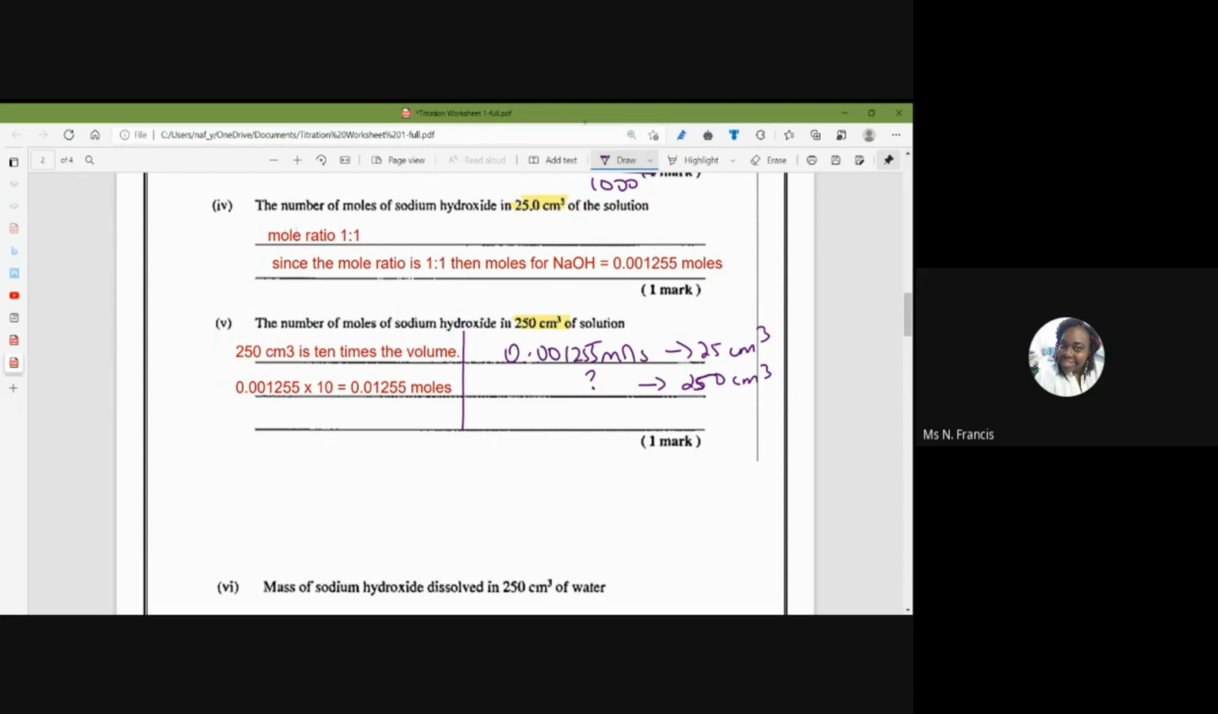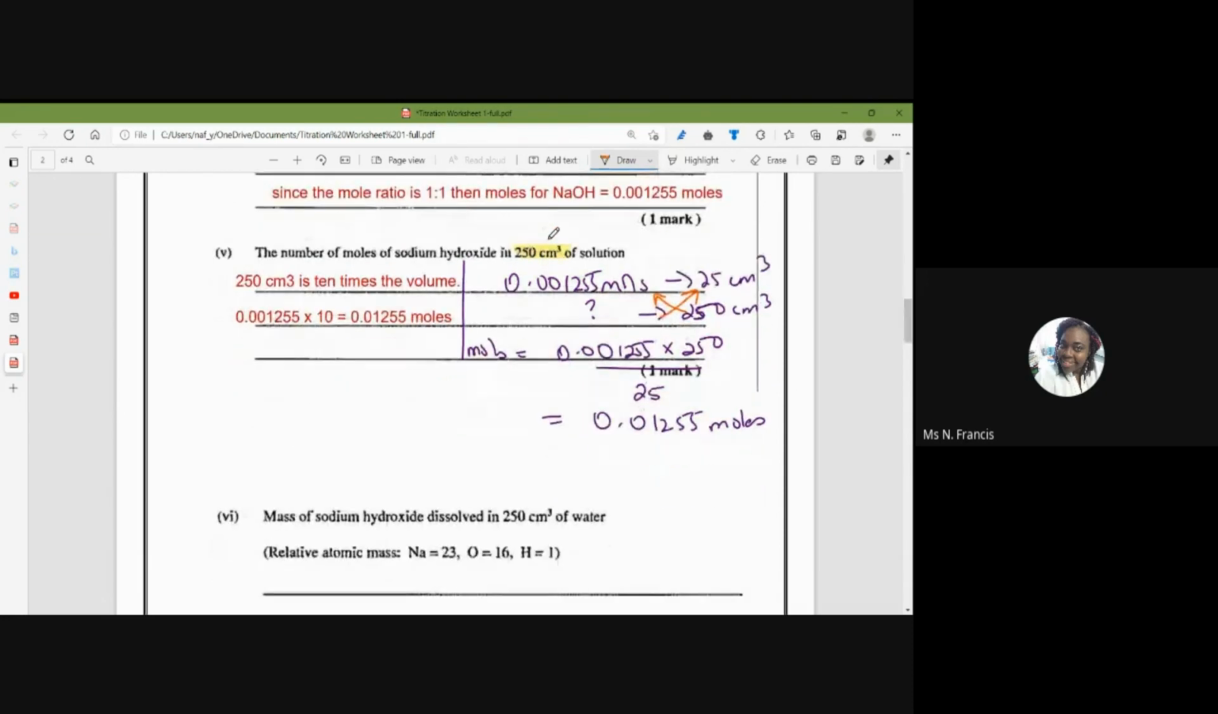Again, math trick, cross multiply. And then you end up with moles equal to 0.001255 times 250 divided by 25. Punch it in a calculator and tell me if you get the same thing.